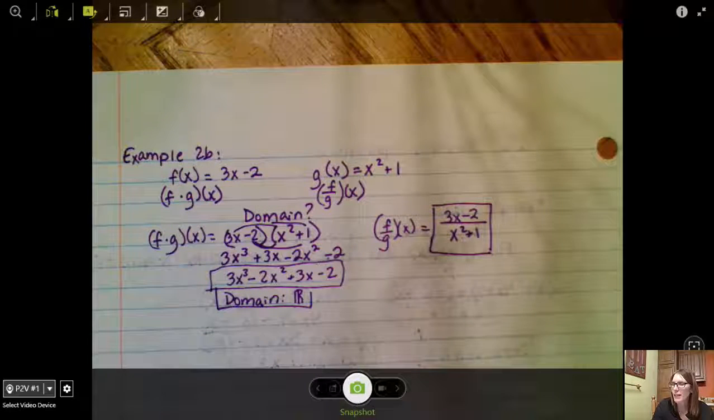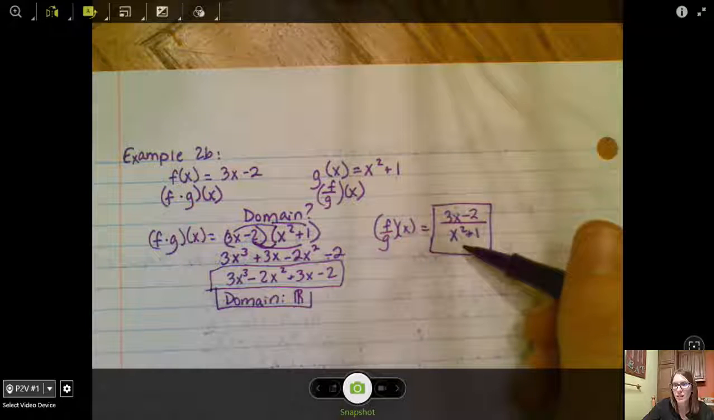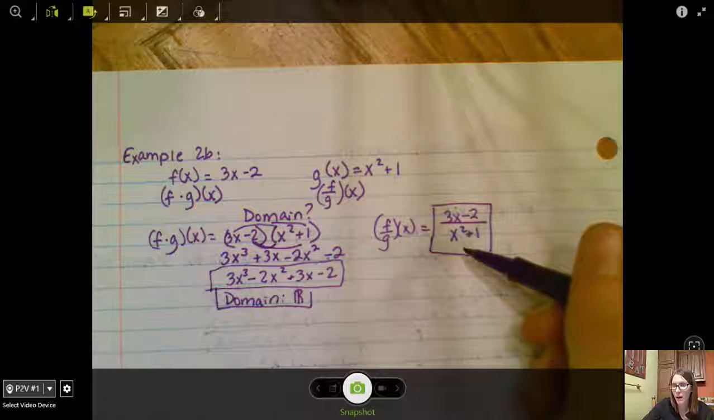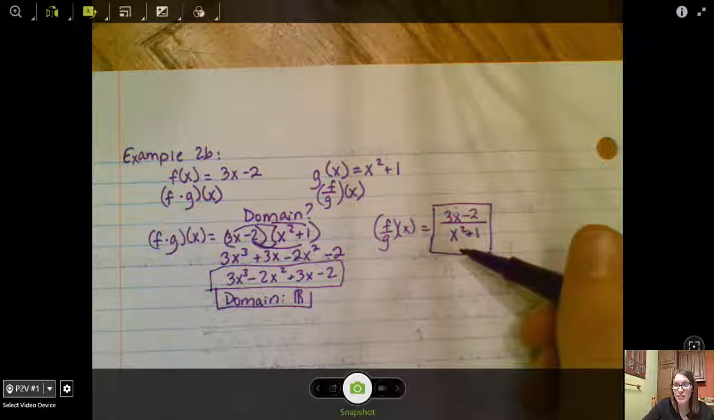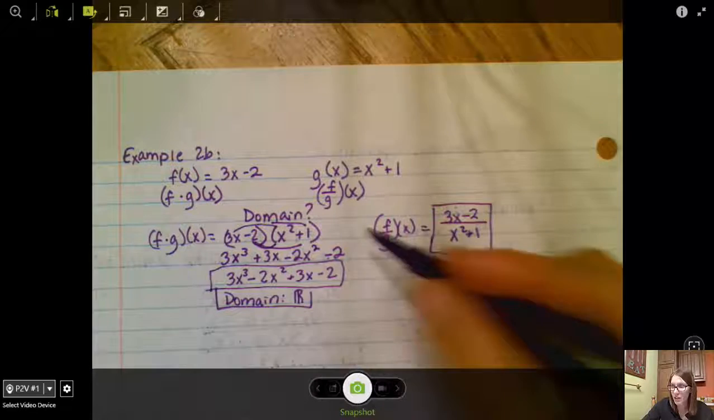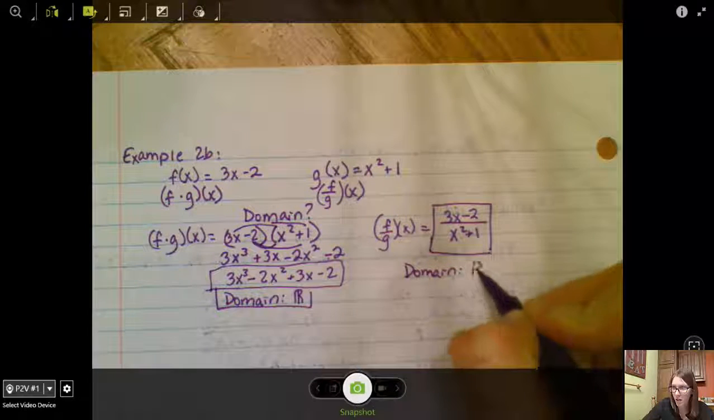Now let's think domain here. Is there a number that would cause a problem? Usually when I see a fraction, the first place I look is the denominator, when the denominator would equal 0. In this case, since it's x squared plus 1, my denominator is never going to equal 0. Whatever x is, I square it, that's positive. Add 1, it's going to be positive. Even if x is 0, 0 squared plus 1 is still 1. We don't have any issues. So our domain here is also all real numbers.